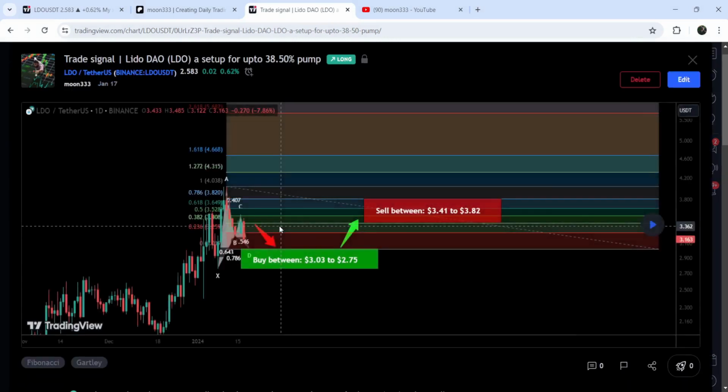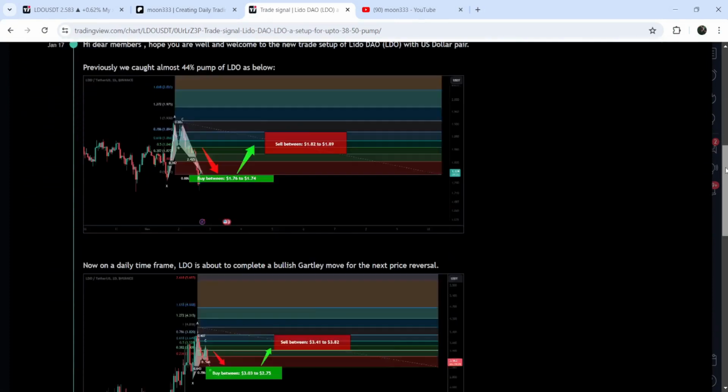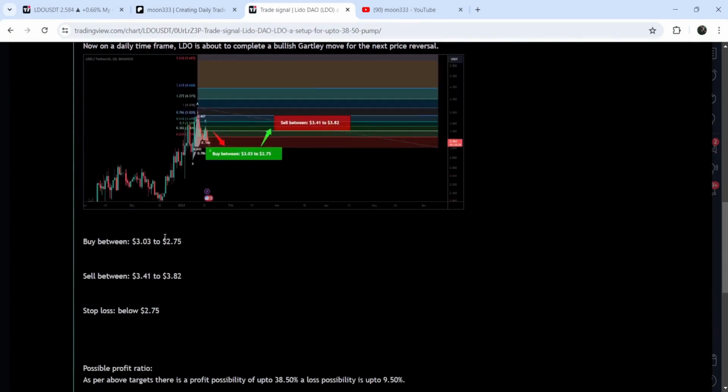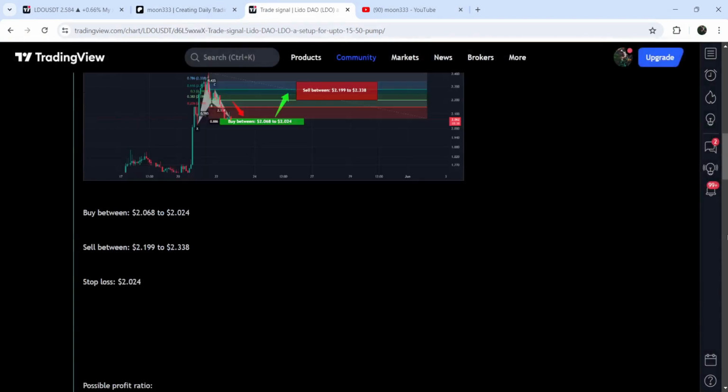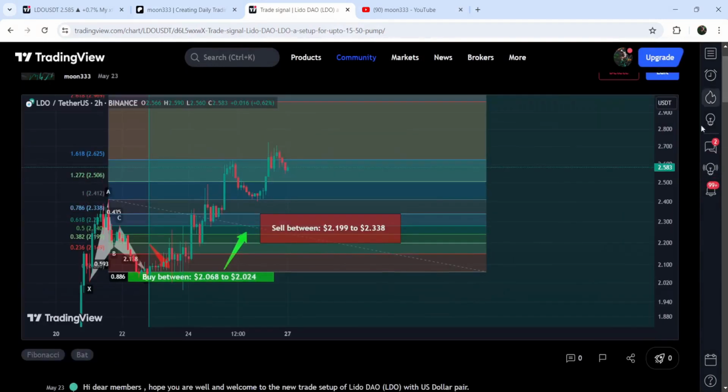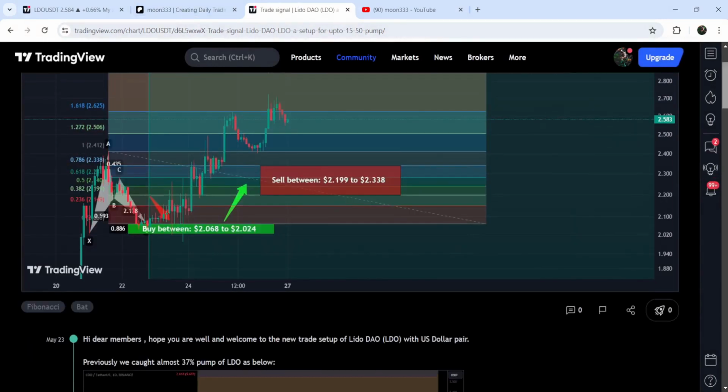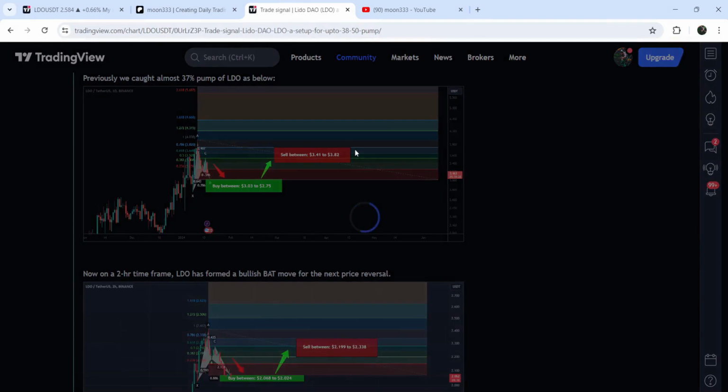By the way, this one I shared on 17th of January 2024 when it was about to complete the final leg of the Gartley pattern, and this was the complete trade setup. This was the buying zone and the sell target zone and the stop loss. And now if I play this chart from here, sorry, and that move is closed.